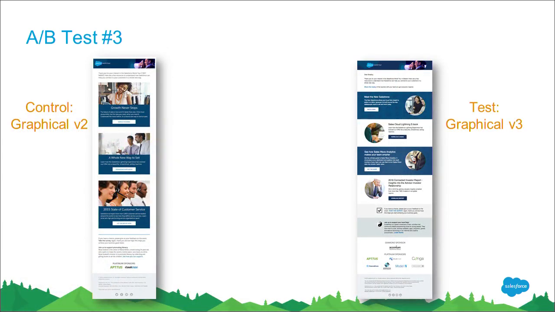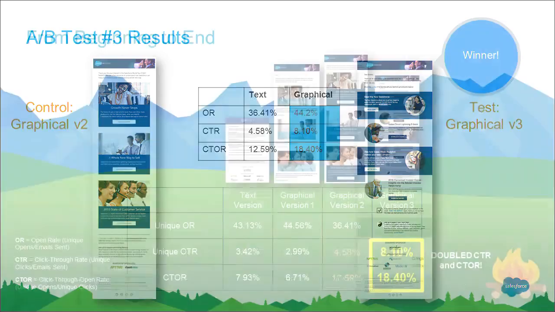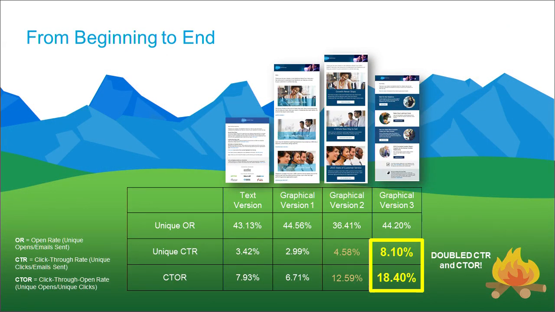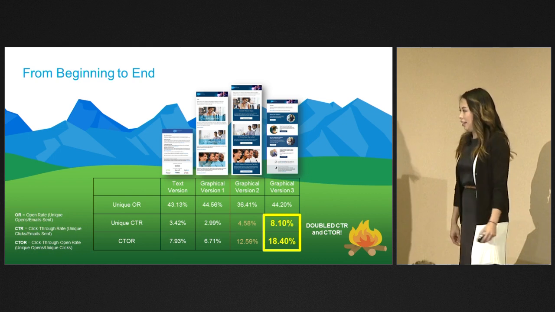So what do you guys think? Pretty amazing, right? Okay, so let's see. Open rate went from 36 to 44%. The CTR went from 4 to 8%, and the CTOR, my favorite part, from 12% to 18%. Pretty amazing stuff. If we step back, you can really see the progression. We more than doubled CTR and CTOR, and that was through months of testing and different revisions, getting feedback. So we're super excited about that.